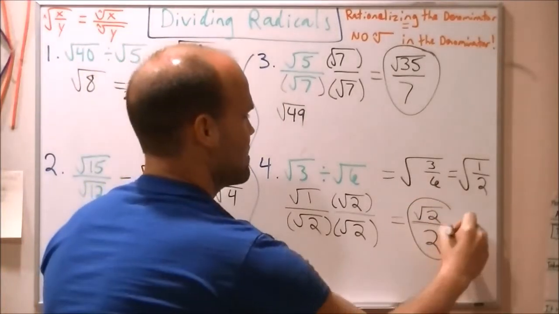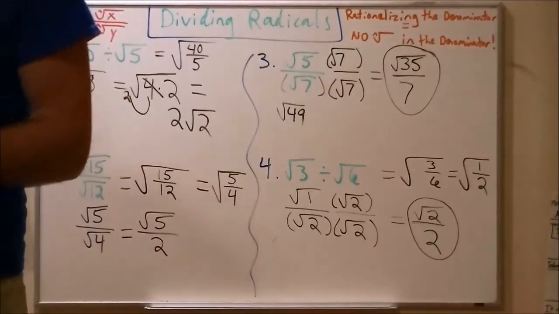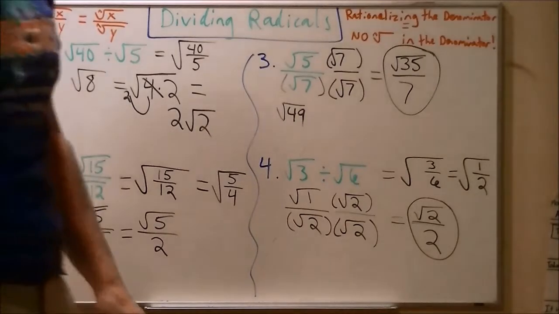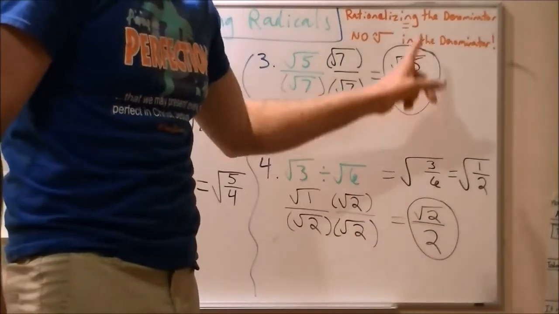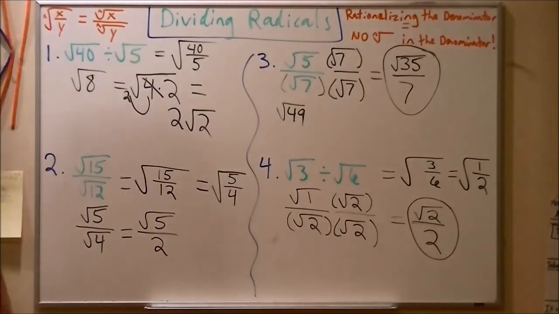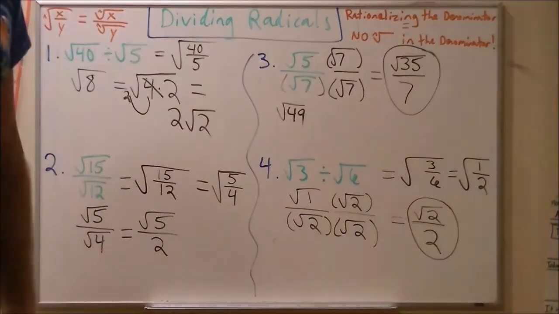And so my answer is square root of 2, because I can't break down that numerator any further, but the square root of 2 divided by or over 2. And now I'm mathematically sound because I have no root symbol of any kind in my denominator. So that's numbers 1, 2, 3, 4. We will do 5 through 8 in just a moment.